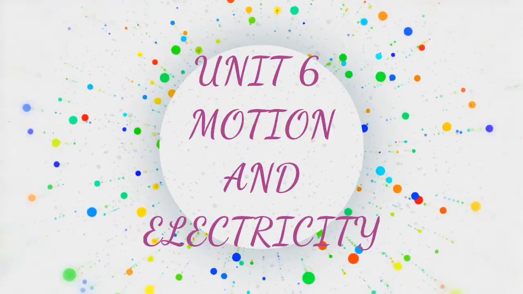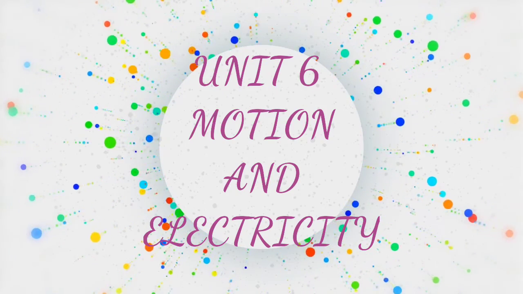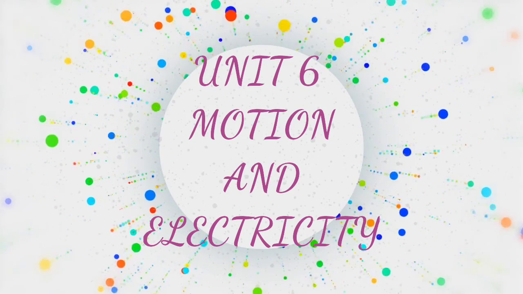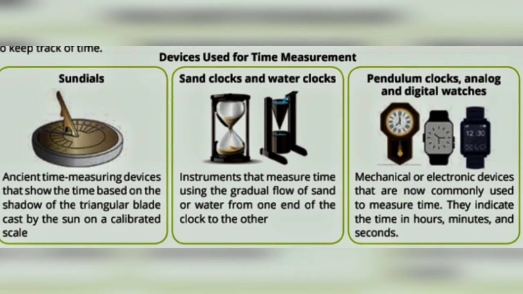In this video, we will revise Unit 6, Motion and Electricity. These are the devices used for time measurement. In the ancient times, people used sundials, sand clocks and water clocks. The modern devices are pendulum clocks, analog watches and digital watches.